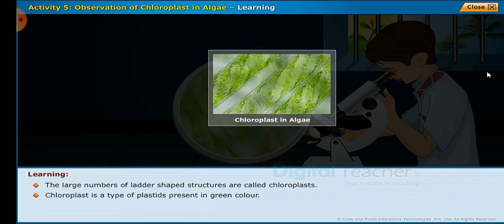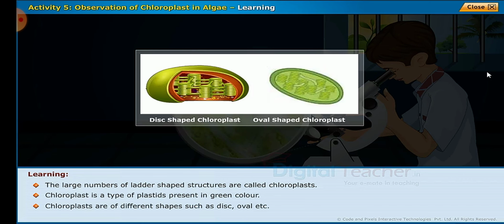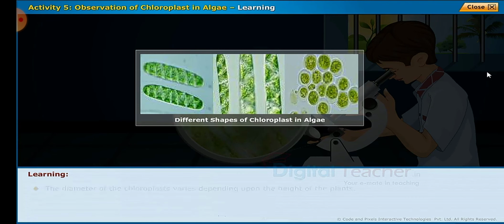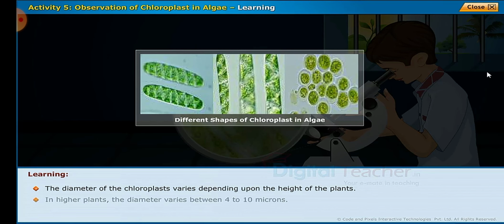Chloroplast is a type of plastid that is green in color. Chloroplasts are of different shapes such as disc, oval, etc. In algae, these can be found as letters, stars, spirals, or reticulate. The diameter of the chloroplasts varies depending upon the height of the plants. In higher plants, the diameter varies between 4 to 10 microns.